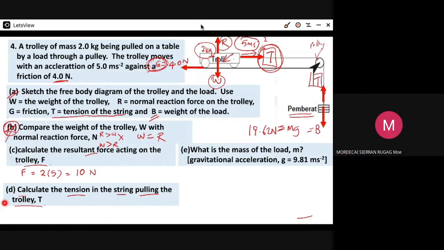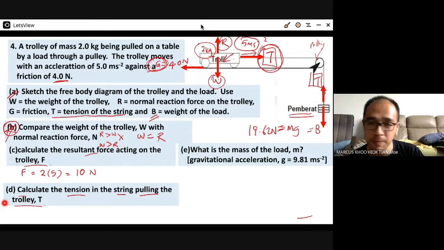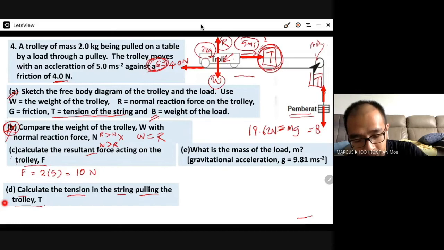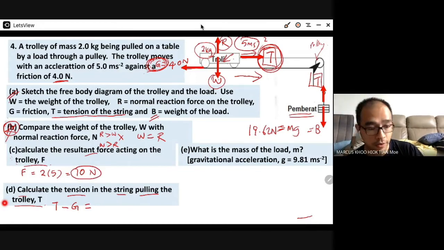T equals mg? No, it cannot be. T cannot be equal to mg. Think about it. The force forward is T, the force backward is G. Since it is accelerating to the right, the resultant force will be T minus G. Right? Same as the second way we calculate the resultant force, which is 10.